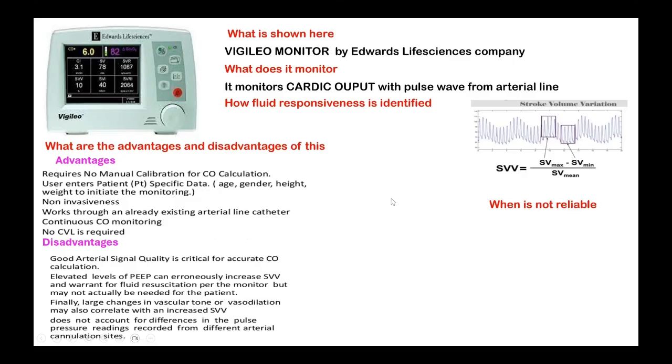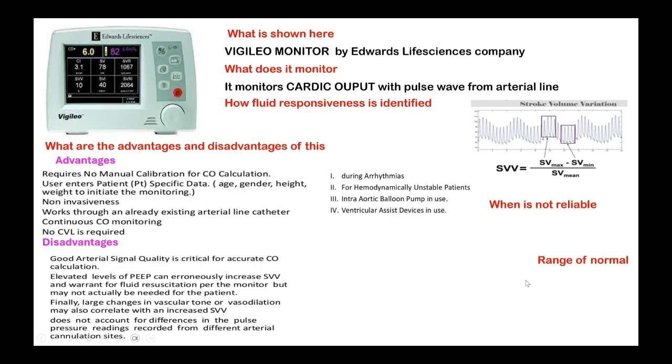When is this monitor not reliable? Significant arrhythmia. During arrhythmias, in a hemodynamically unstable patient, and when an intra-aortic balloon pump or a ventricular assist device is in use. So these are all the situations where this is not ideal.